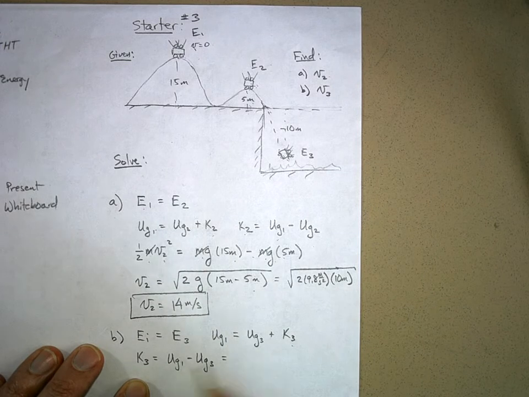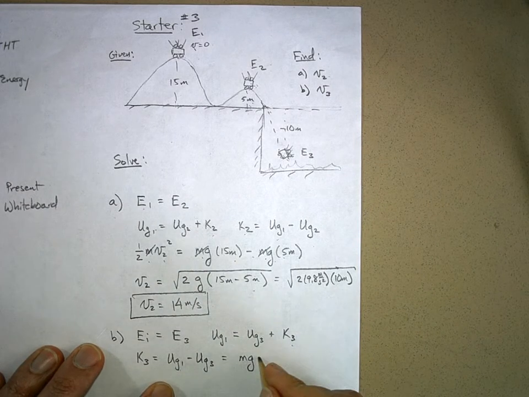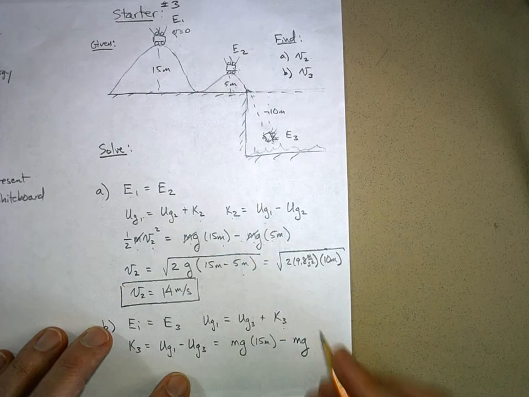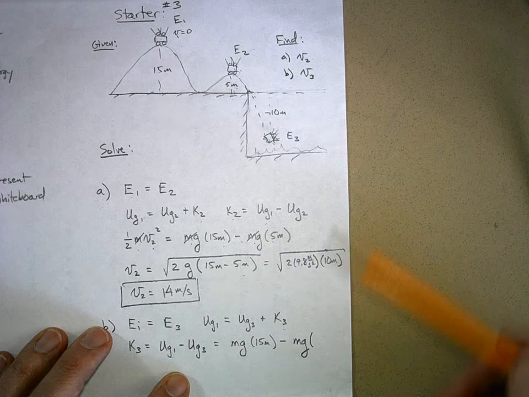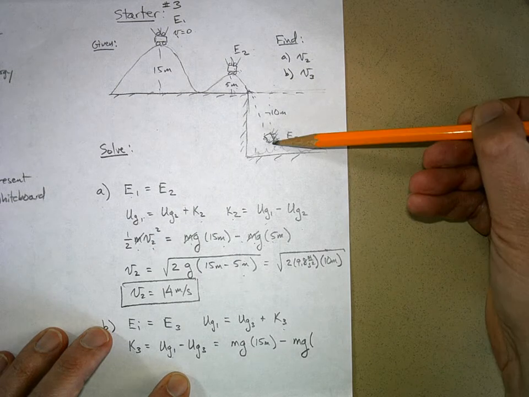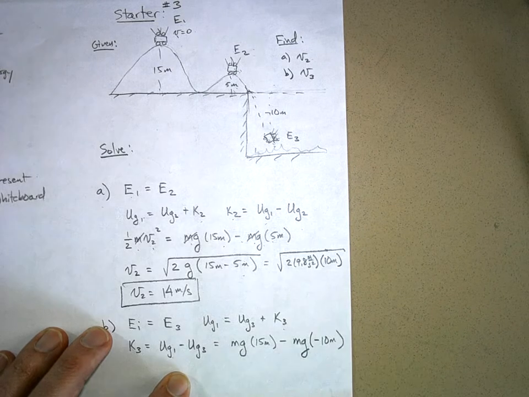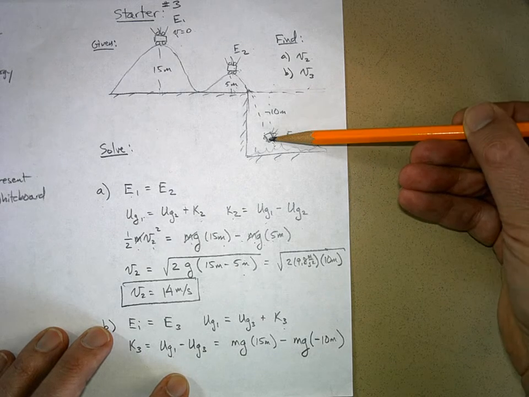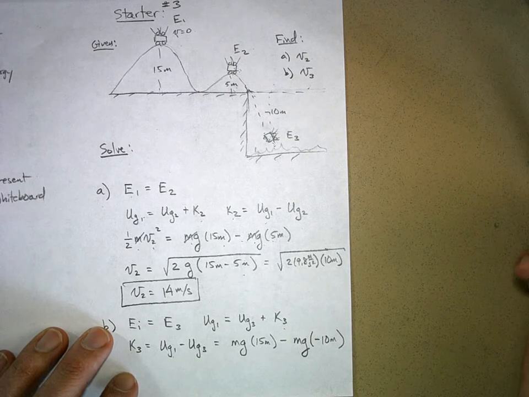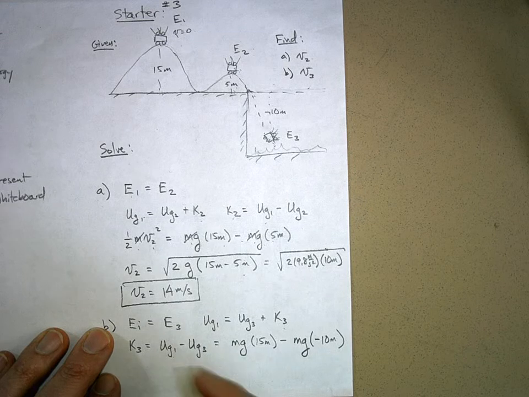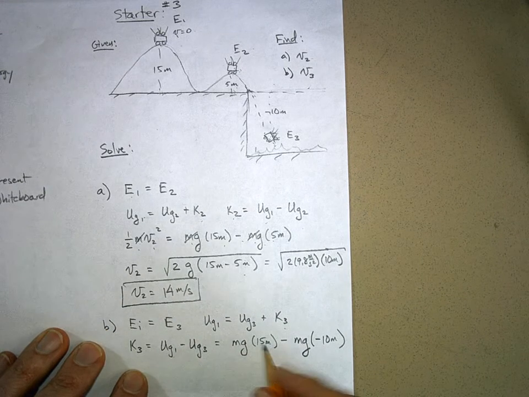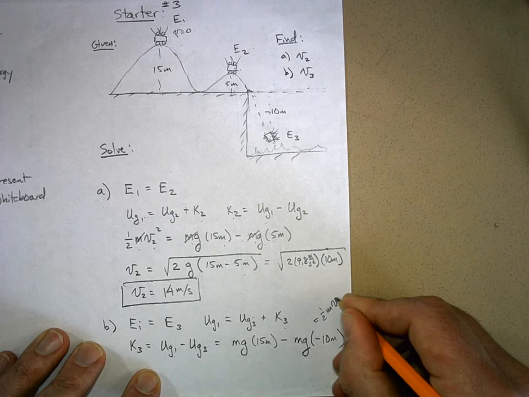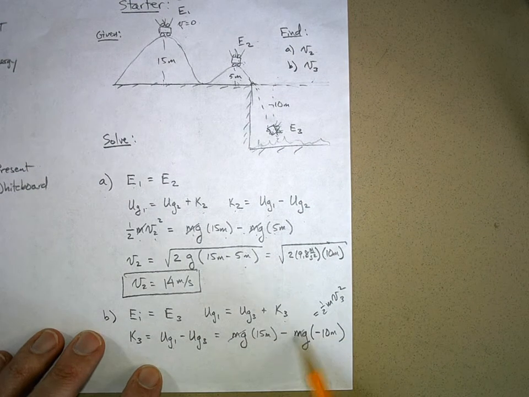Now let's do this. This is mg h1, which was 15 meters, minus mg times, well, what is h3? Negative 10 meters. We have fallen down. We are below where we were measuring our height from. So compared to here, our roller coaster car has negative gravitational potential energy. Now this is going to be equal to 1 half mv squared. I don't want to rewrite the whole thing, so I'm just going to say that this is equal to 1 half mv3 squared, right? So I can cancel out the mass.